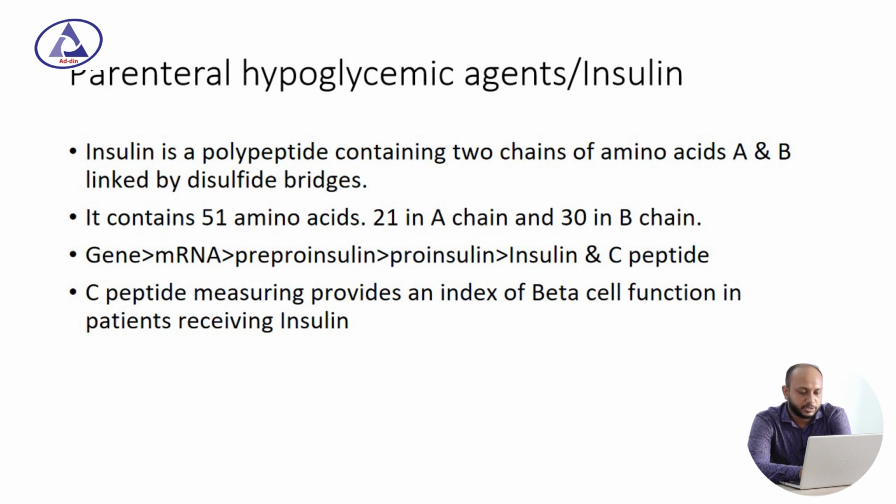Upon proper stimulation, gene to mRNA to proinsulin, then insulin is released and C-peptide. C-peptide provides an index of beta cell functioning in patients receiving insulin.